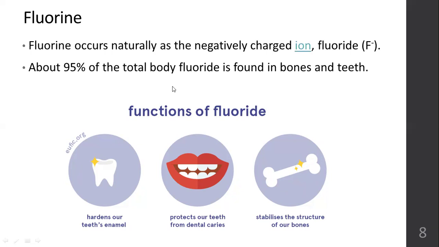So next is fluorine. It is a negatively charged ion. 95% of fluorine in the human body is present in bones and teeth, because it is required for your bone health. It keeps the enamel of your teeth hard. If the enamel is soft, that's when you get dental cavities. It is good for oral hygiene and protects your teeth from dental caries.